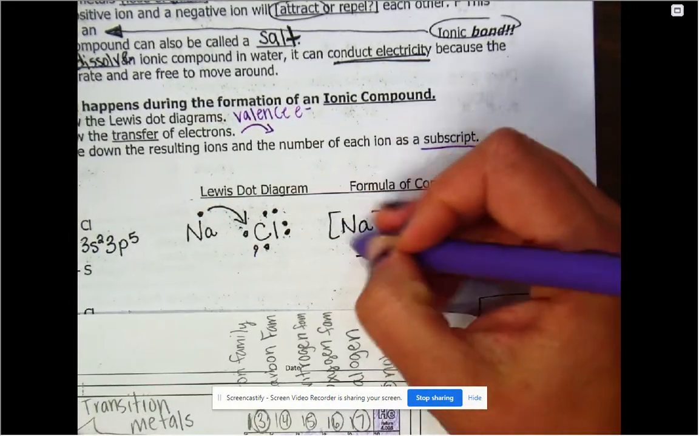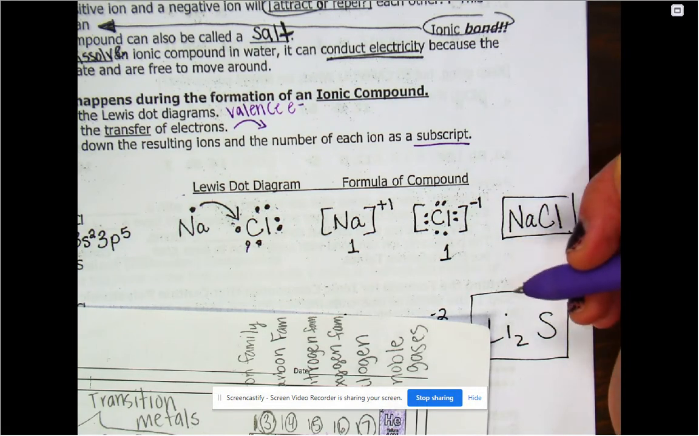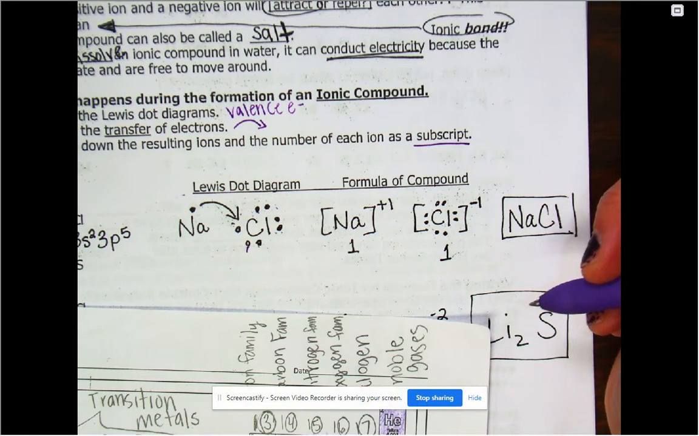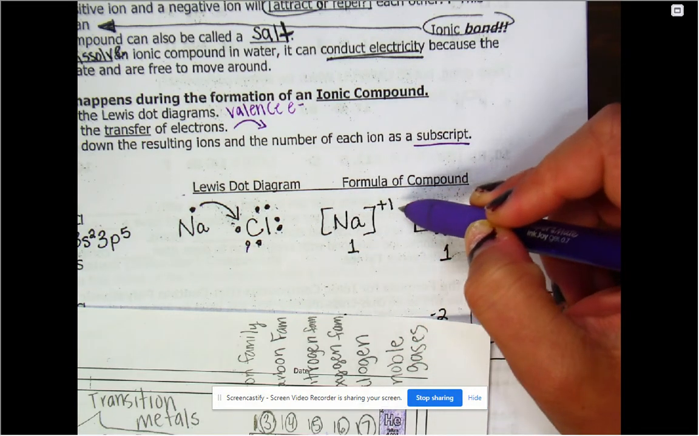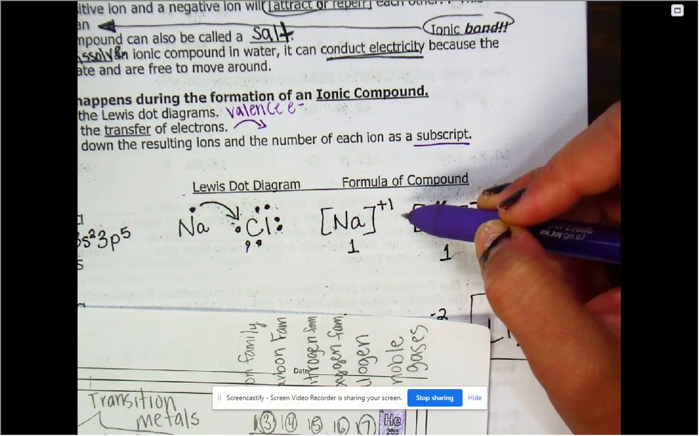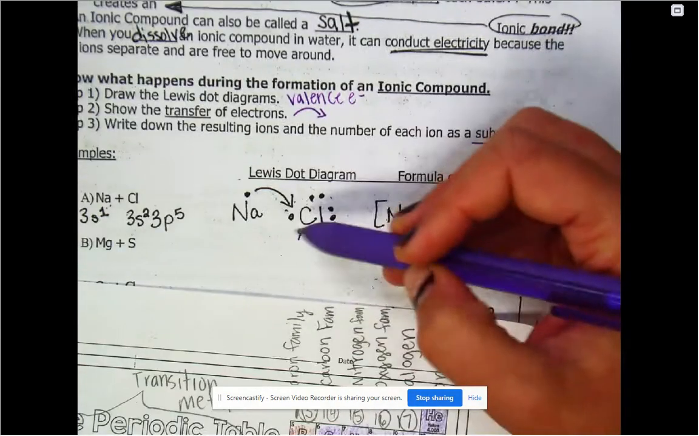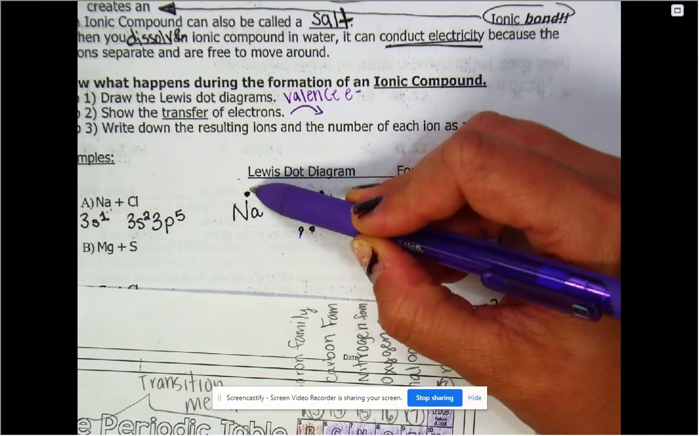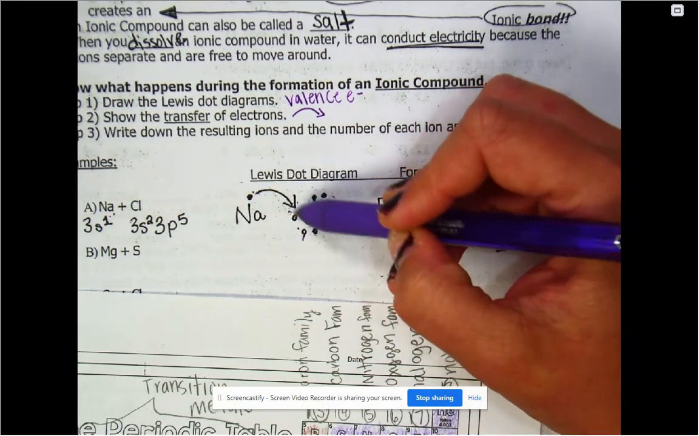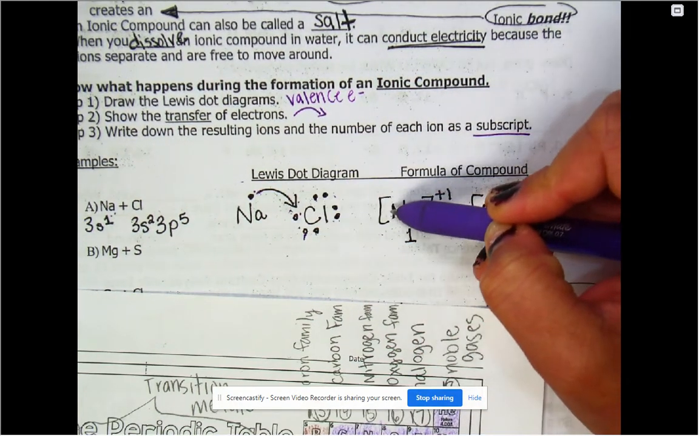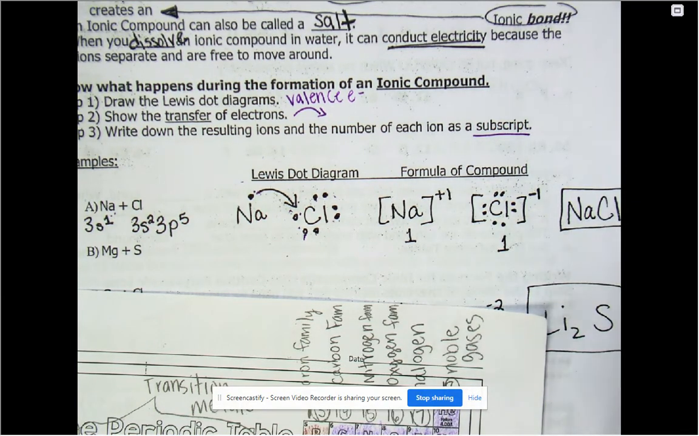I have sodium. Are there any dots around it? Why doesn't this sodium have any dots around it, you guys? Because he transferred it, right? Isn't that what this arrow means? He took his little electron and said, here you go, chlorine, it's all yours. So he gave it to chlorine, so he doesn't have any more. Because he lost one negativity, he became positive.